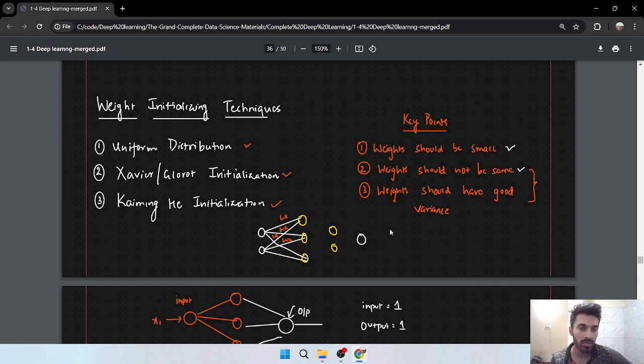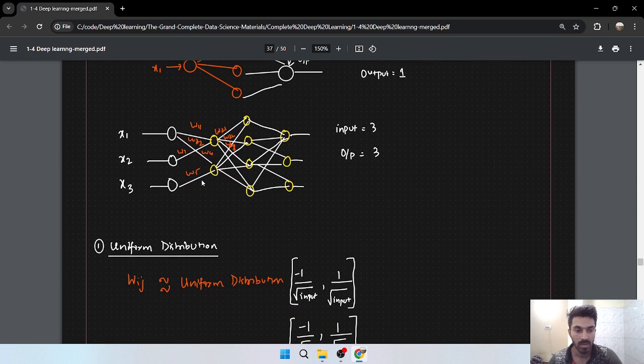Basically you have learned a uniform distribution curve, basically a bell curve, so in that the weights should be very small. And the second one is Xavier or Glorot initialization. In Glorot, basically the weights should not be the same. Basically different types of weights are there.